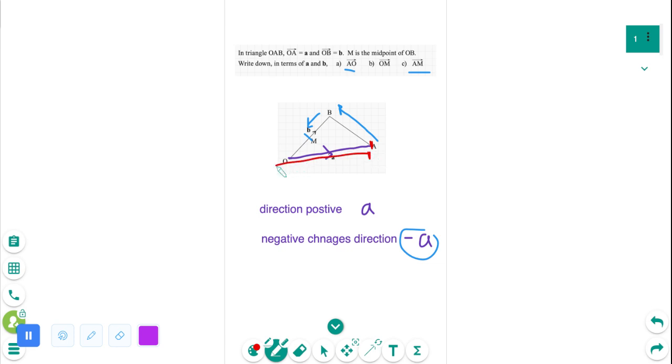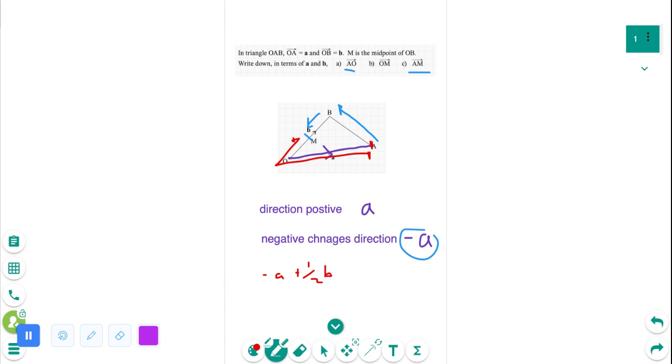So we already know that A to O is minus A. All right? And O to M is half B plus half B. And that's it, you're done. There's no need to simplify any of that.